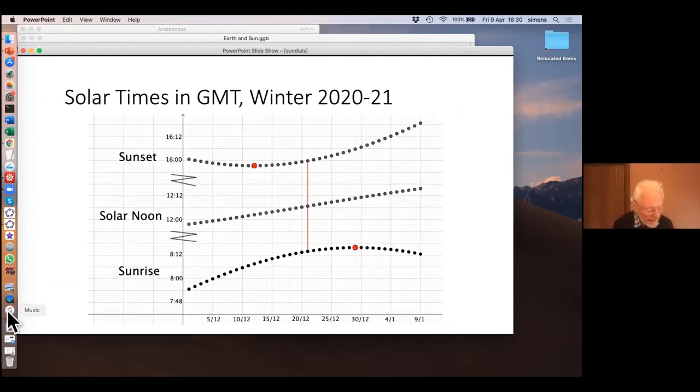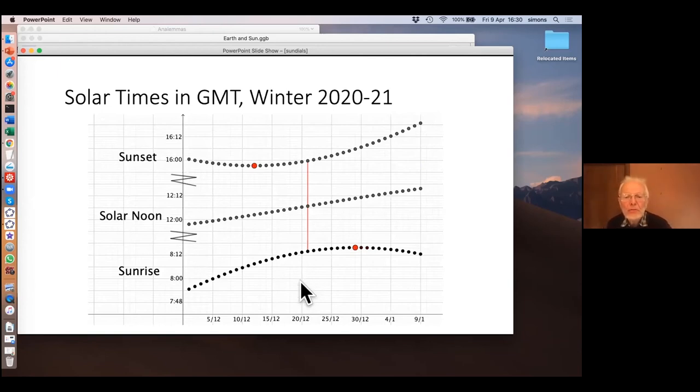Now, there's something else we can get out of this. You may know that the earliest sunset in December is a few days before the winter solstice, or the shortest day. So here I've plotted the time. So there's sunset. That's solar noon, and that's sunrise. And this was last December here in Prestbury.